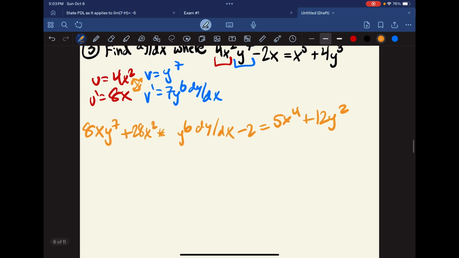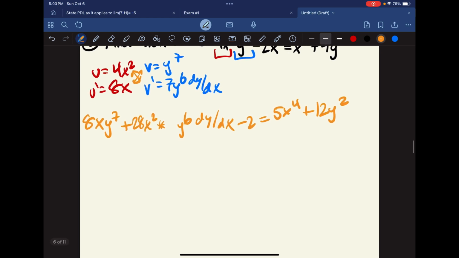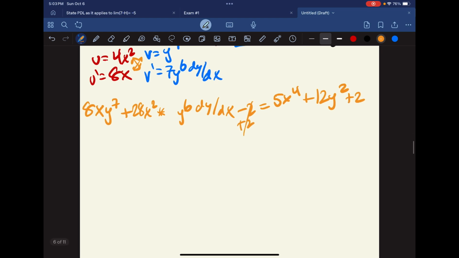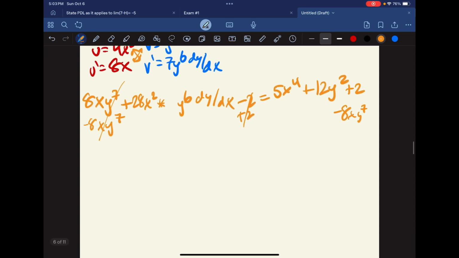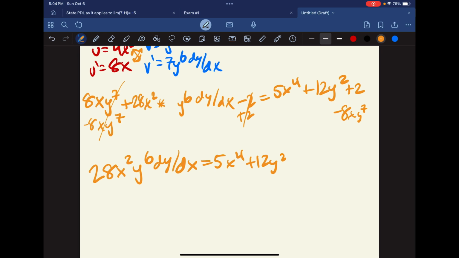So remember, our goal is to get all of the dy dx terms over to one side. So we're going to move everything that's not dy dx away. So we would subtract 8x y to the 7th. So we would end up with 28x squared y to the 6th dy dx equals 5x to the 4th plus 12y squared plus 2 minus 8x y to the 7th.